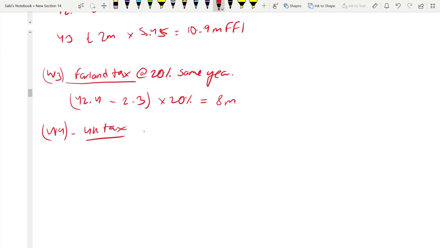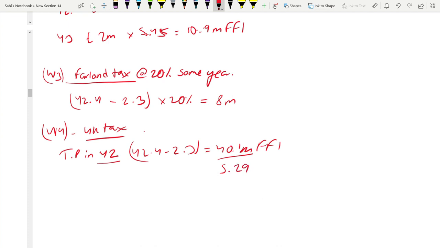Now, what is the taxable profit? You need to understand. Okay, from working 3, taxable profit in year 2 is how much? From 42.4, you have deducted the loss. That means it is 40.1 million FFI, this currency. But you have to convert this into pounds first. Okay, we already have the exchange rate. Using the exchange rate, that is divide it. Okay, remember, this is for year 2. So use the year 2's exchange rate. That is 5.29, which will be equal to 7.6 million pounds.